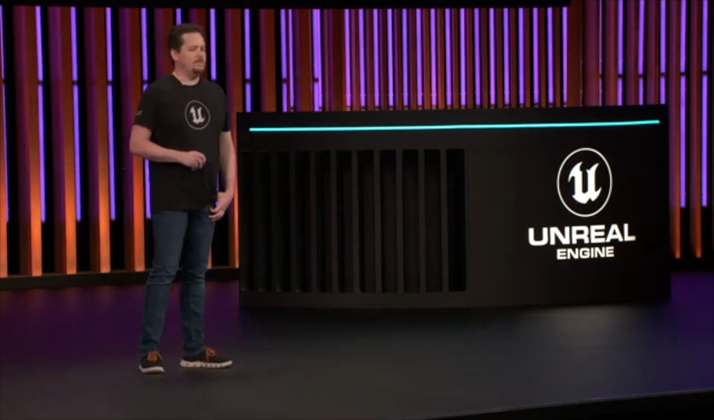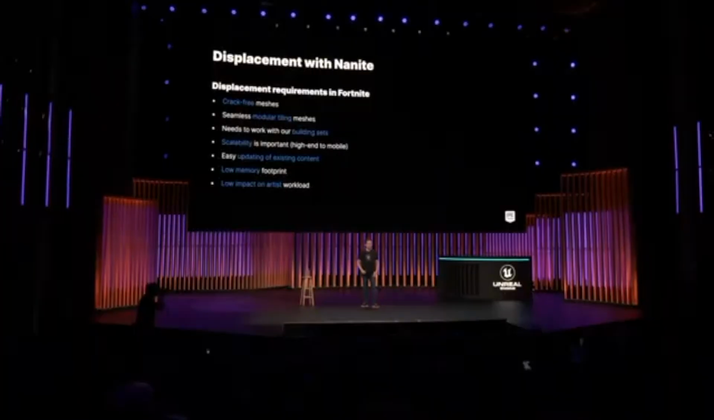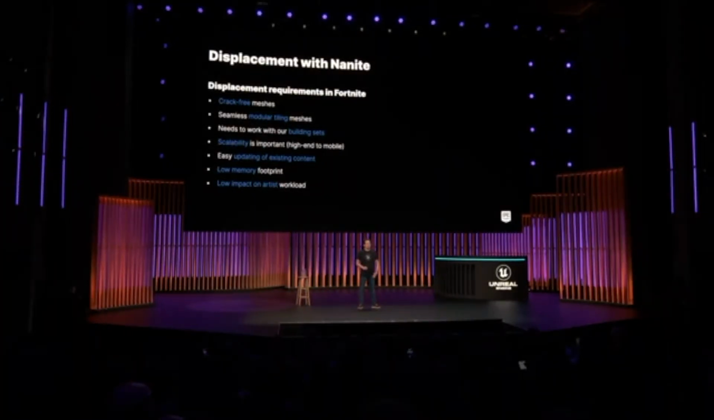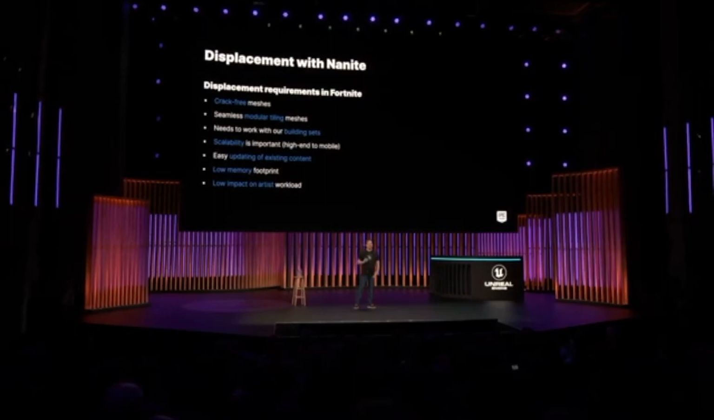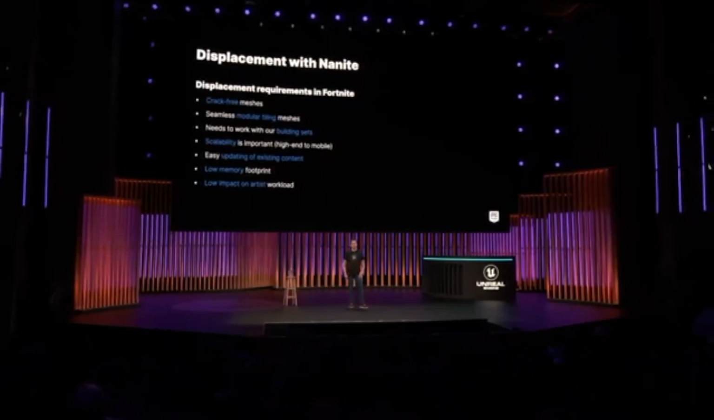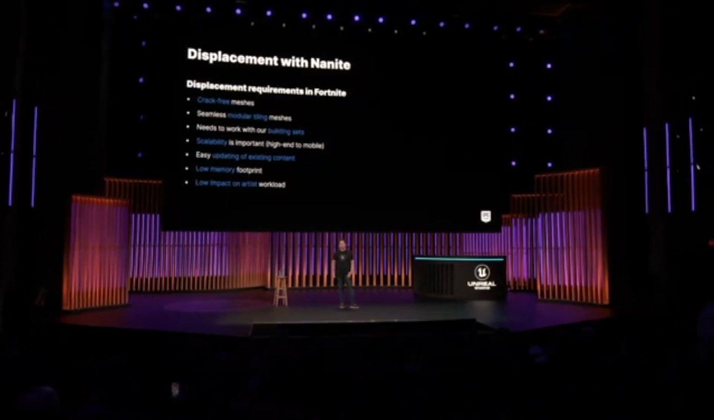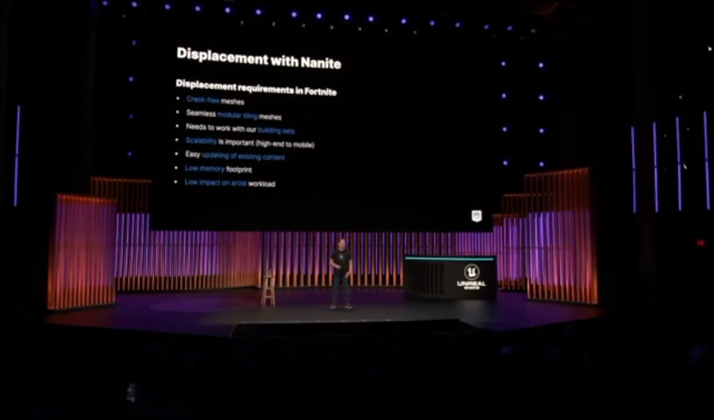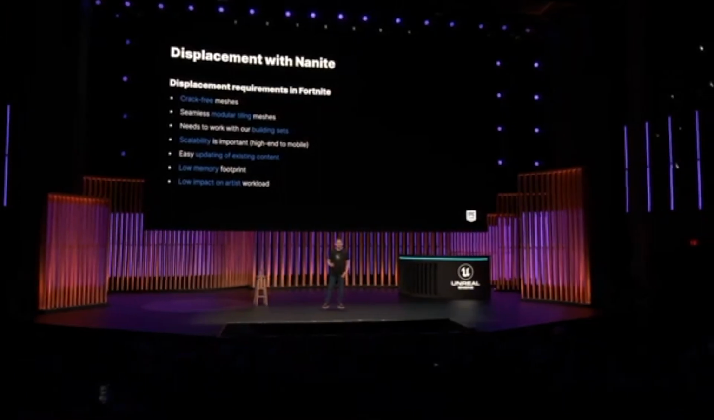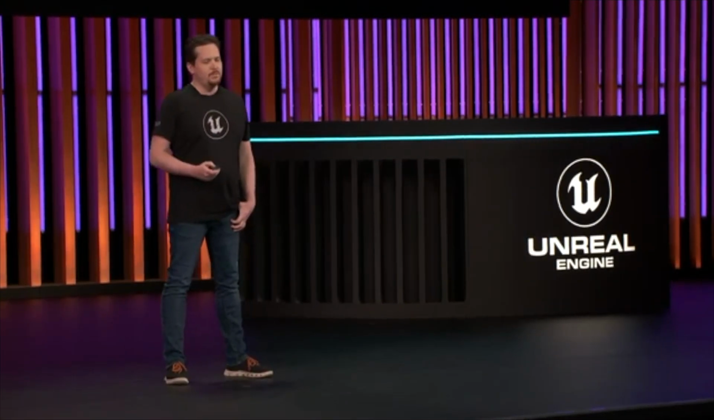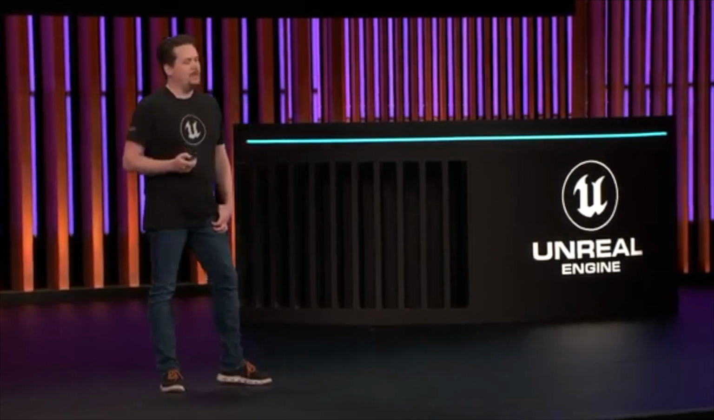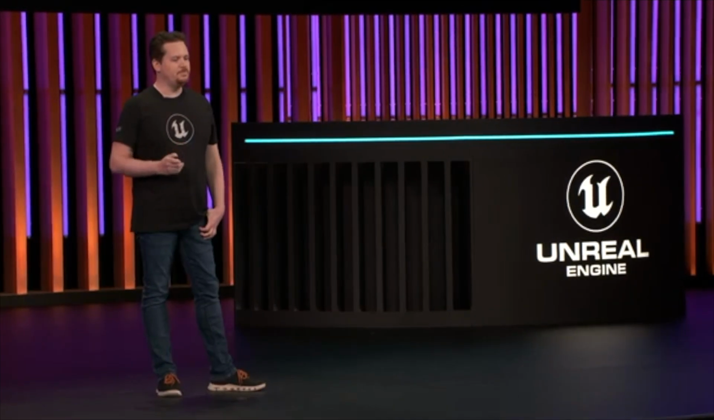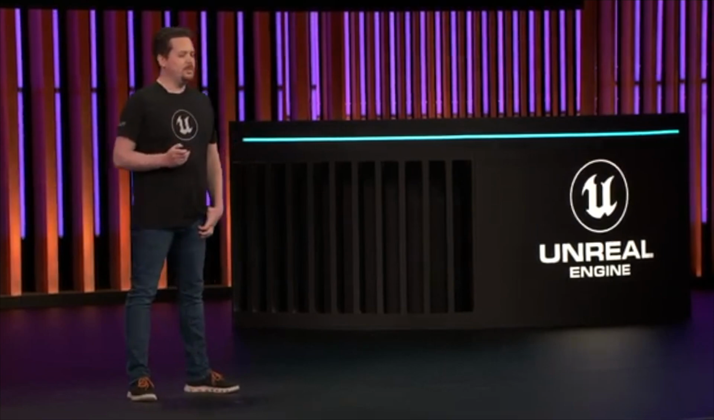So we thought a displacement pipeline is the most likely to succeed. But with displacement in Fortnite, there come some requirements. We needed it to be crack-free, we needed to maintain our modular seamless tiling meshes, and it needed to work with our building system. Scalability is very important for us. We have a wide range from mobile to high-end PCs. And also, we needed to be able to update our old assets easily. A low memory footprint and a low impact on artists was also important for us.